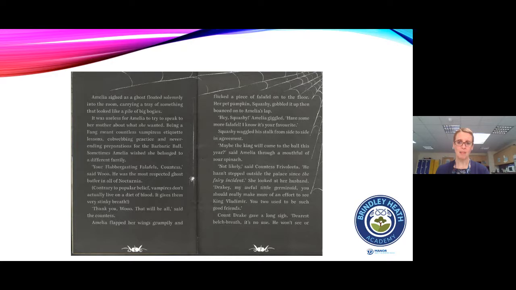So a butler is somebody who serves the people who own the house, doesn't he? So he helps to do the cooking and the looking after of the adults and family in the house.